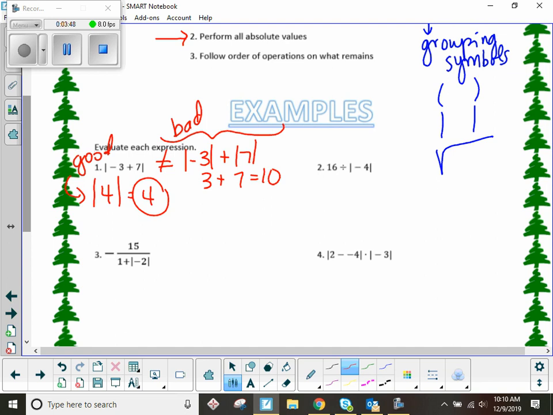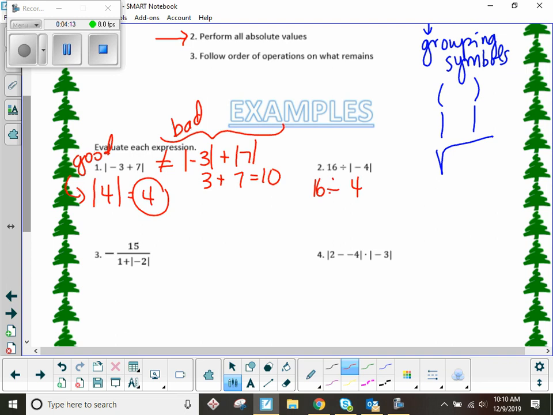All right? So on number 2, find your absolute value. Do you see it with your eyeballs? What kind of math is going on in there? Inside the absolute value. None, right? So we don't even have to do the first step. So we can skip straight to step 2. Perform all the absolute values. And what is that, Jacob? 4, right? So absolute value of negative 4 is 4.